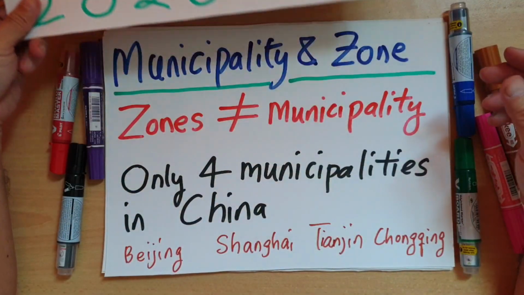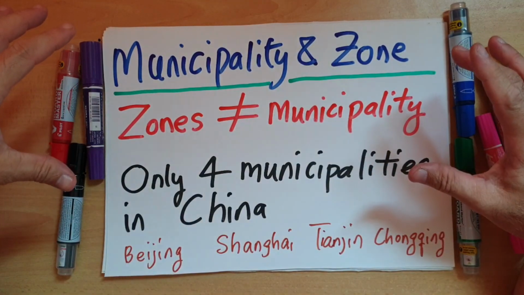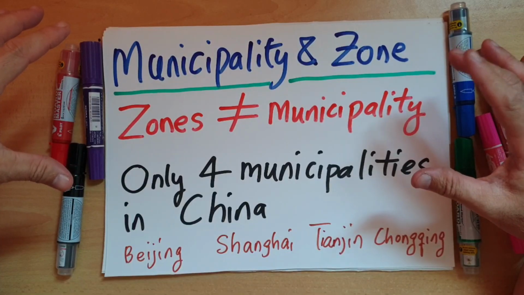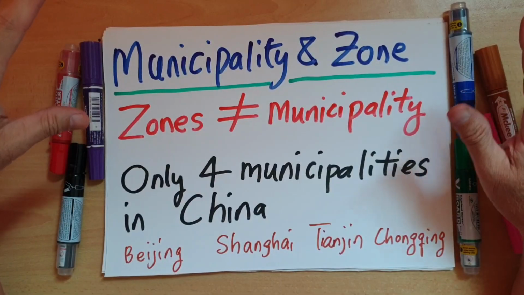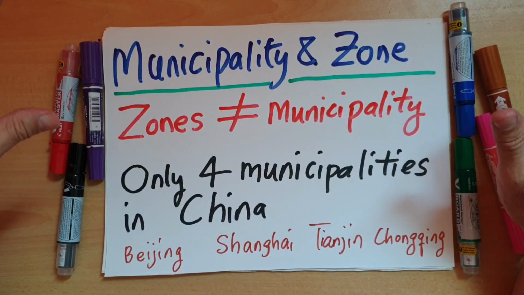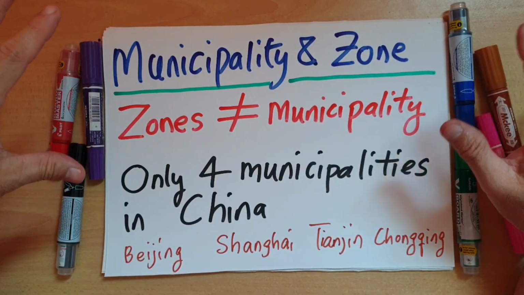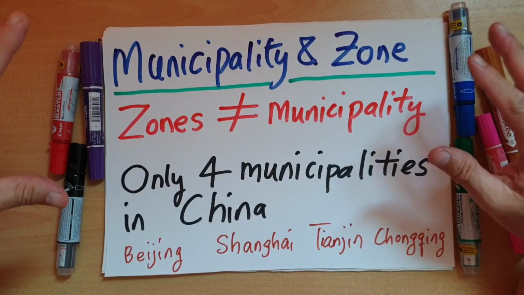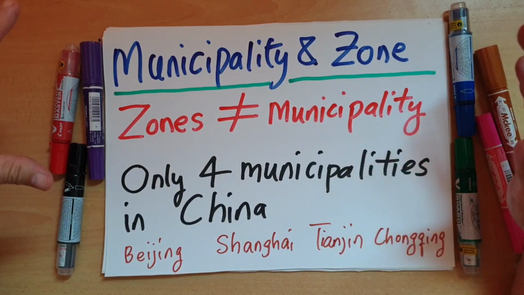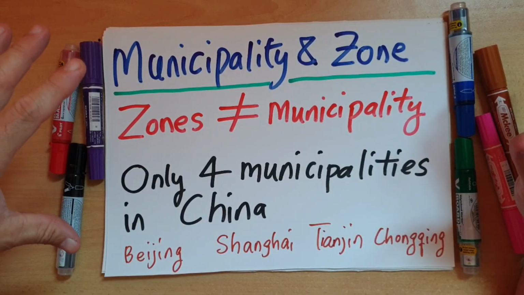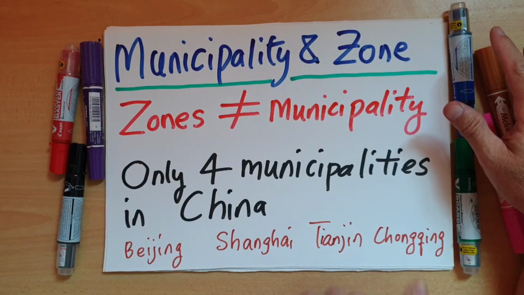overall view. Now, before I start, I just want to stress that municipality and zone are actually different things. So an economic zone or free trade zone is not equal to a municipality. And for China, there are only 4 municipalities so far. And which are the 4? They are Beijing, Shanghai, Tianjin, and Chongqing. Only these 4.